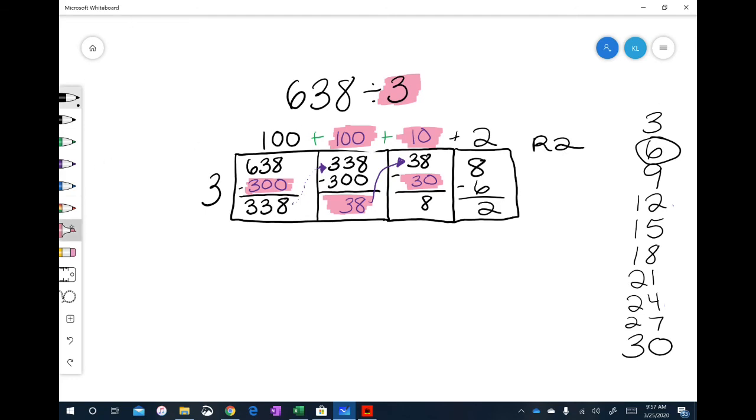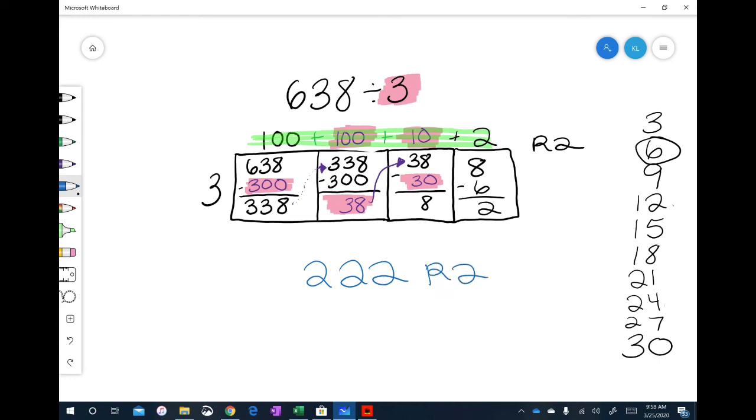This here is an expanded form. So I need to take that expanded form and I need to write it in standard form. 100 plus 100 is 200, plus 10 is 210. Plus another 2 is 222, remainder 2. That's funny.